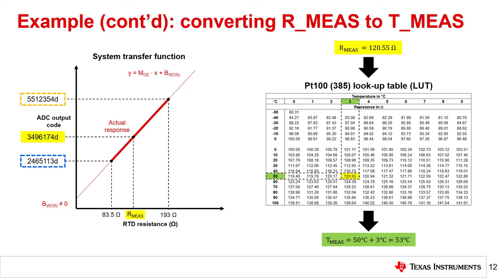In this example, the measured ADC code of 3,496,174 in decimal corresponds to a measured resistance of 120.55 ohms at a calibrated temperature of 53 degrees Celsius. That completes the initial error calibration process. Let's now consider how this process affects the error sources introduced at the beginning of this presentation.